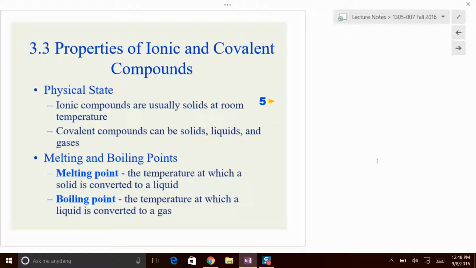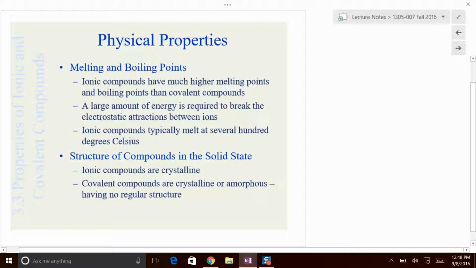Melting and boiling points. The melting point is the temperature at which a solid is converted to a liquid. Boiling point is the temperature at which it is converted from a liquid to a gas. So those properties will be different within these two groups. The melting and boiling points of ionic compounds are much higher than covalent compounds, like ridiculously higher. So it requires a large amount of energy to break those ionic bonds, to cause them to separate. Ionic compounds typically melt at several hundred degrees Celsius.